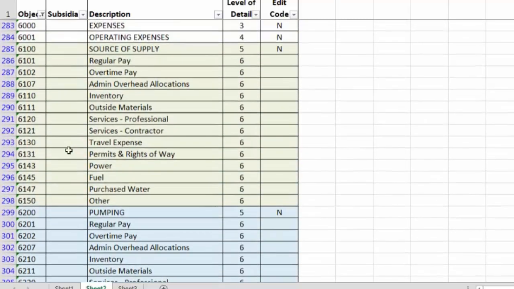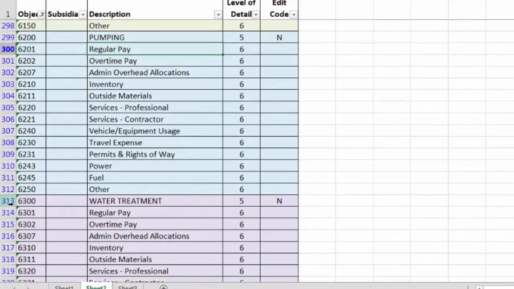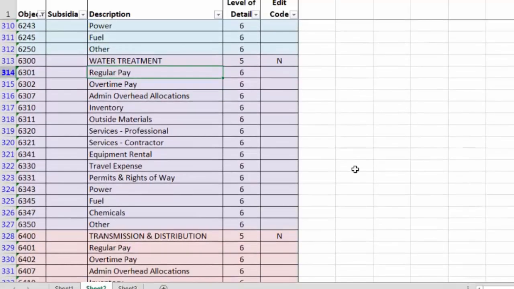Additionally, notice this, that my last two digits, 01, regular pay, is the same in each of the groups. So if I know I'm going to charge expenses to a water treatment job, for example, for an employee's regular time, I know right away that it's going to be 6301. However, if his time is going to transmissions and distribution, it's going to be 6401.